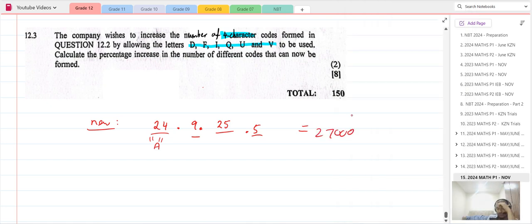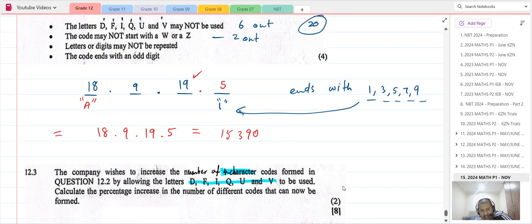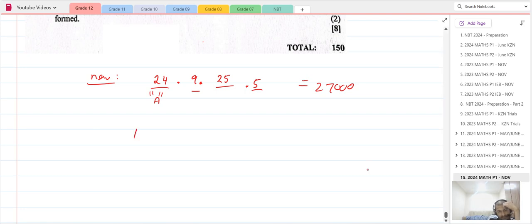So the percentage increase will be 27,000 minus... How do you calculate the percentage increase? Remember, 15,390 is becoming 27,000. So 27,000 divided by 15,390, minus 1, times 100. That's how I'm going to work it out, times 100.